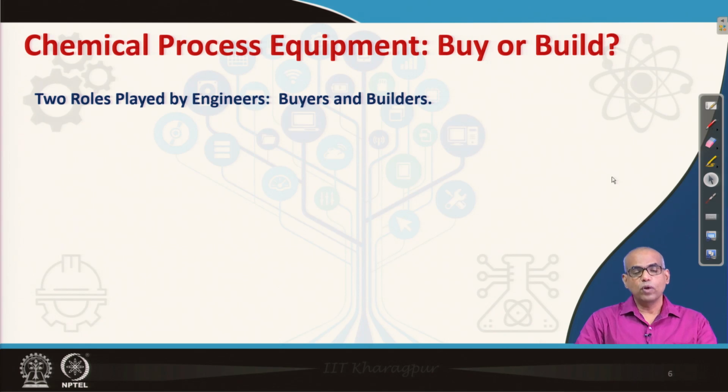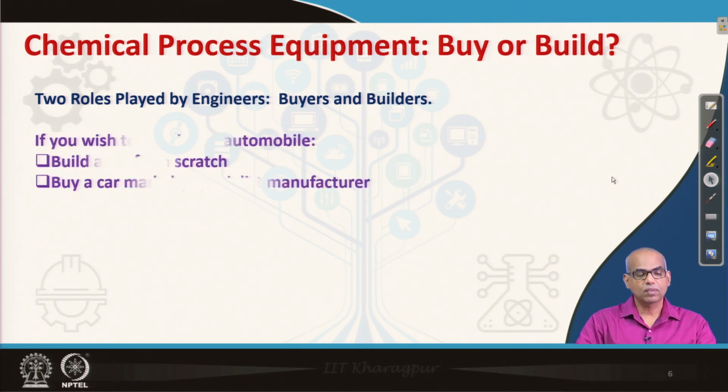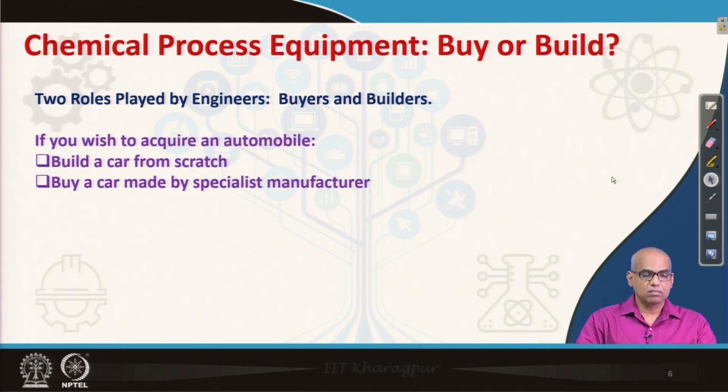Now, when you are going to select process equipment, a question will arise whether to buy the equipment or build the equipment. Both roles are played by engineers. Engineers are buyers of equipment, engineers are builders of equipment as well. Imagine a case, you wish to acquire an automobile. You have two options. You can build a car from scratch, or you can buy a car made by a specialist manufacturer.